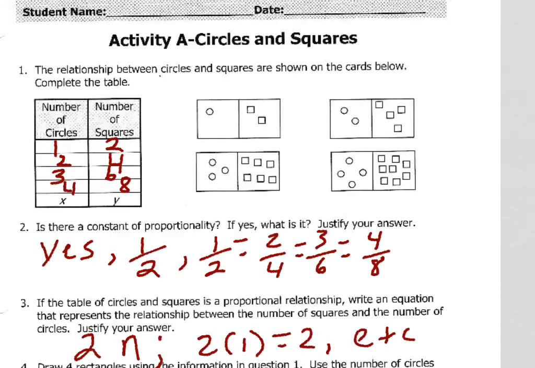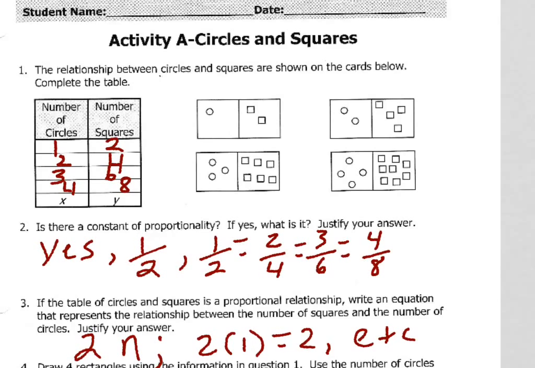Let's talk quickly about proportional and non-proportional relationships using this activity on circles and squares. What I have for you, especially on question number 1, is a set of squares. Actually, they look like dominoes, so let's just call them that. On one side of the dominoes we have circles, and on the other side we have squares. So what we want to do is determine, do we have a proportional or non-proportional relationship?